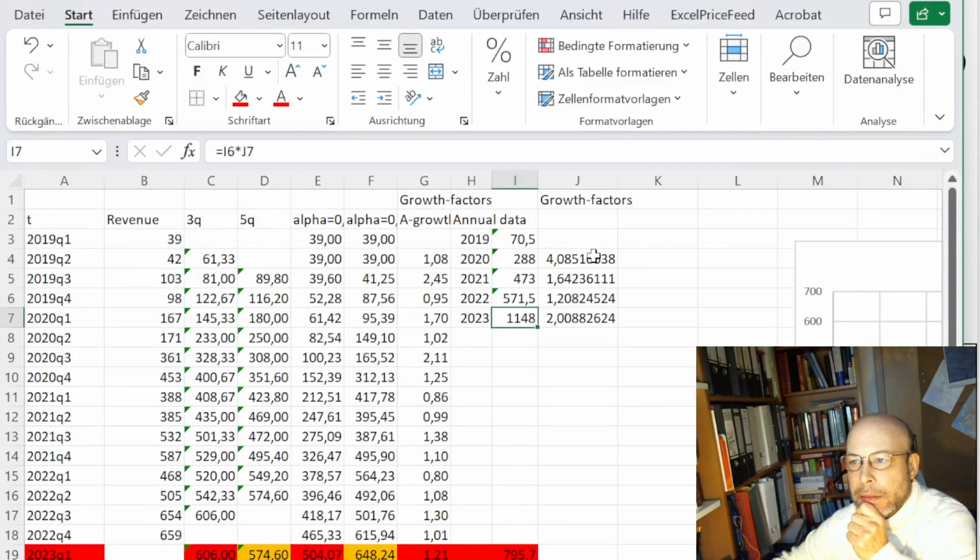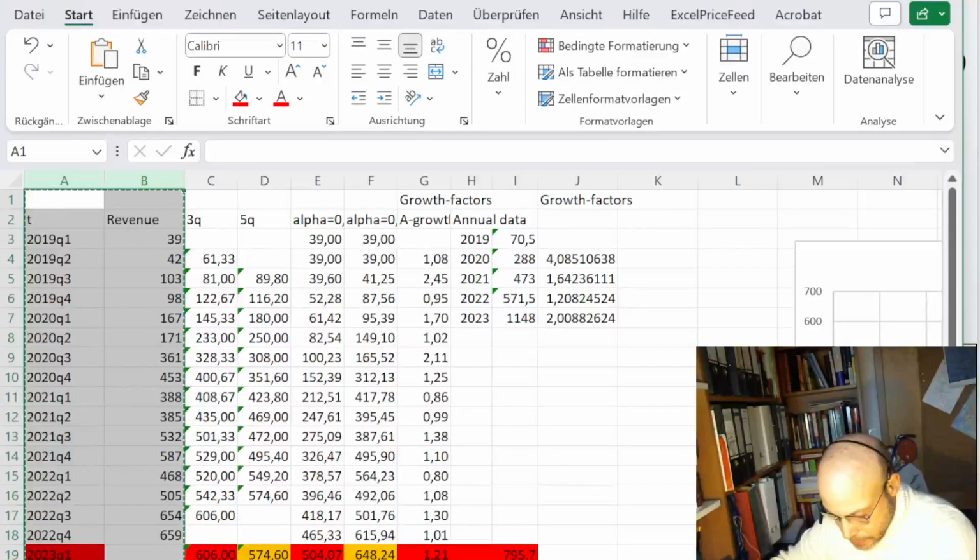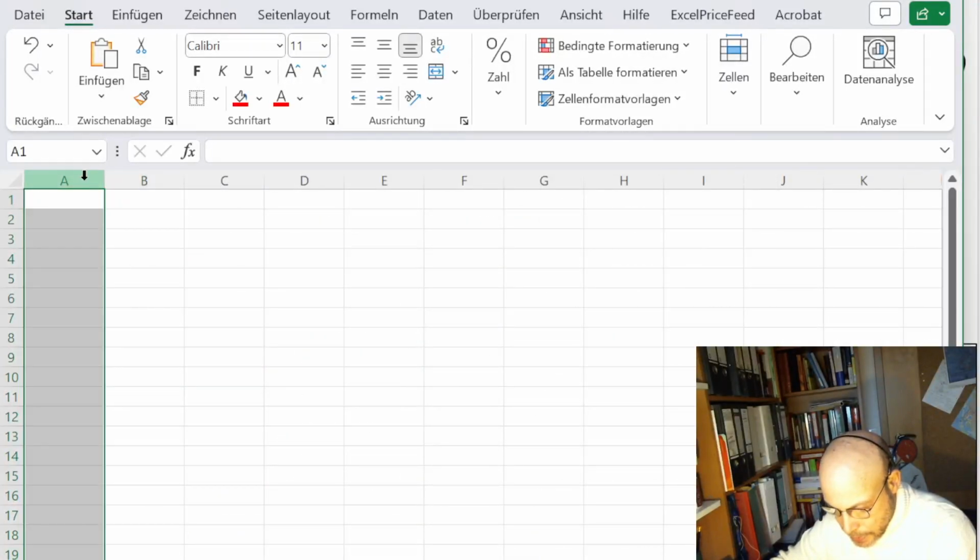And well, we want also to have a forecast for 2023 Q1. And for this, we then calculate in every year the part of every quarter. So this I will do in a new sheet. Then let's just cut there.